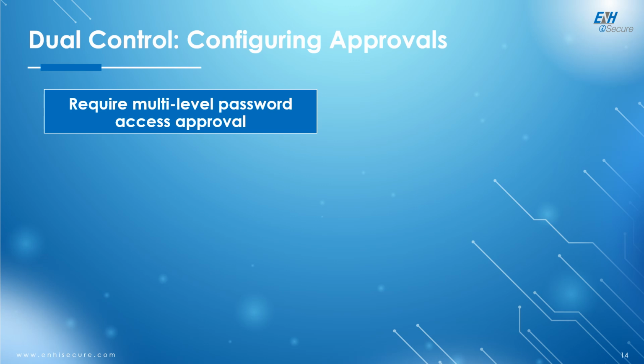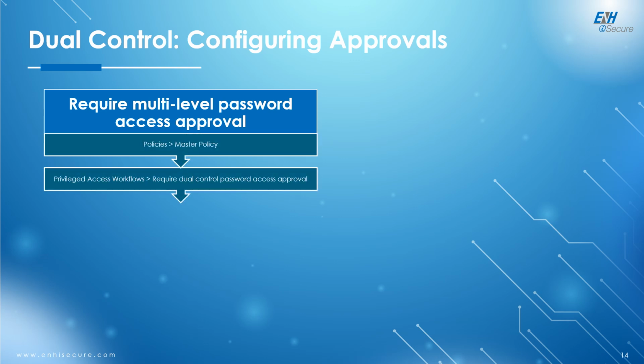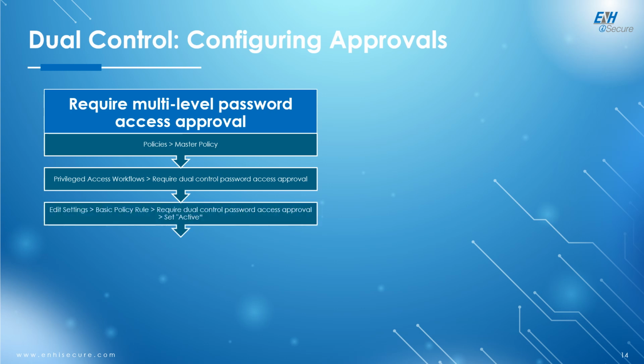The number of confirmers for each level is determined by the number of confirmers required to authorize requests setting. To enable this setting, we just need to make the require multi-level password access approval rule active and set the number of confirmers required to authorize requests in the advanced settings.